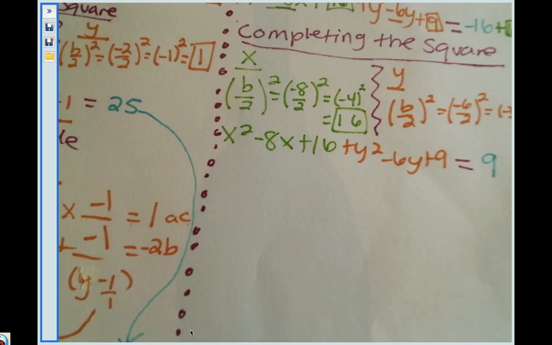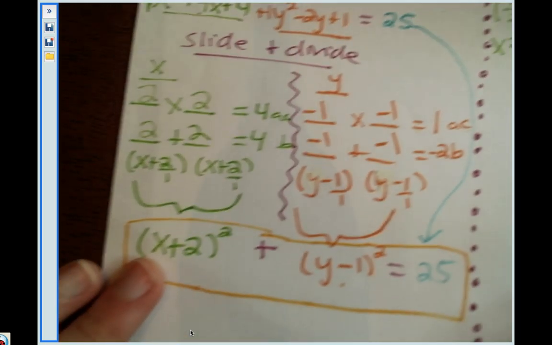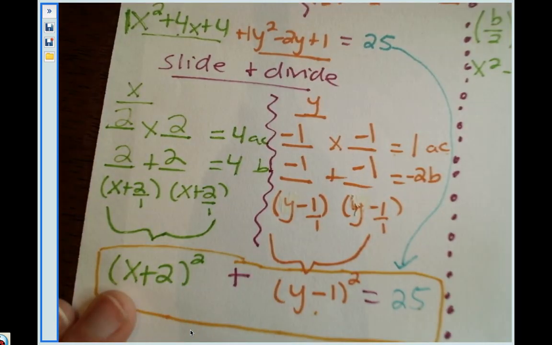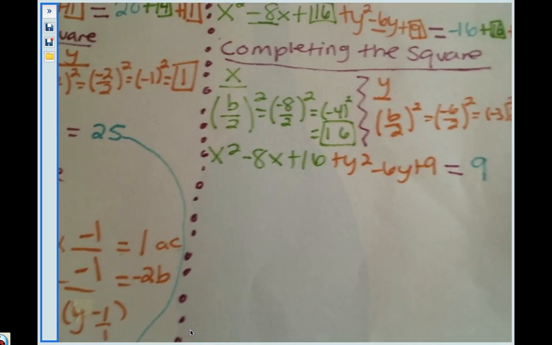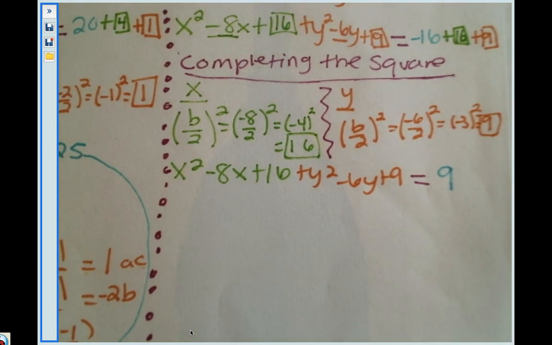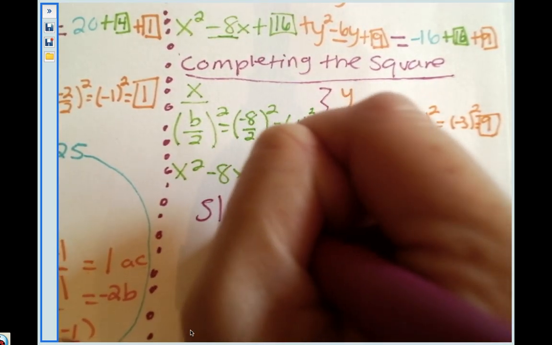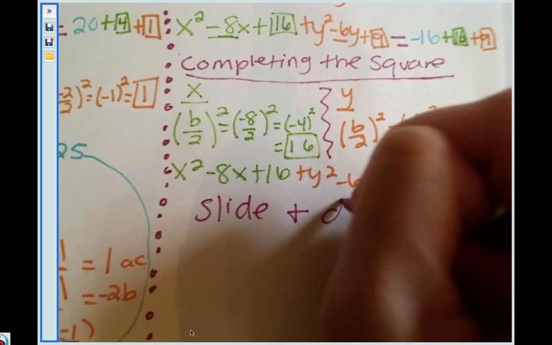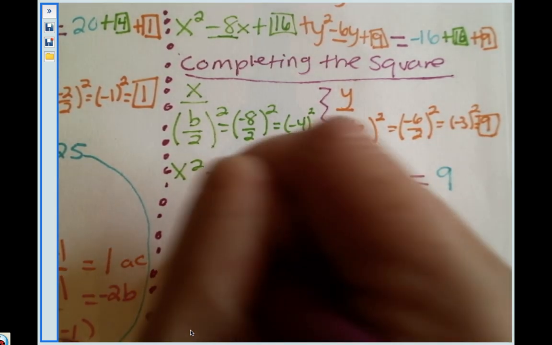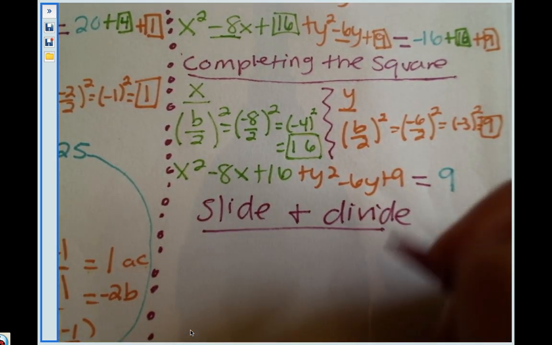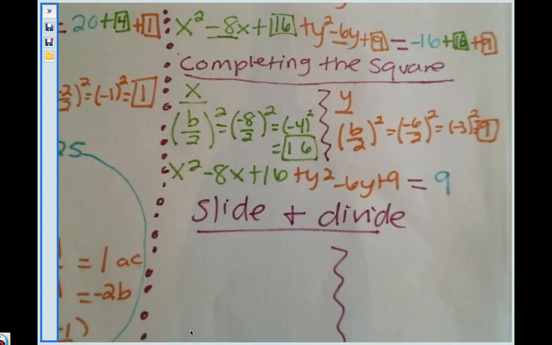The last thing we have to do after we complete the square is slide and divide twice. Then we're done. Okay. We got this. So let's start sliding and dividing. Okay, what you're going to do with the x and the y.